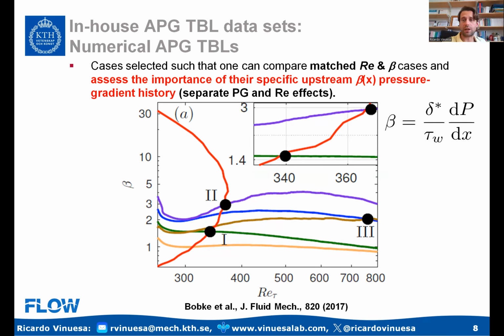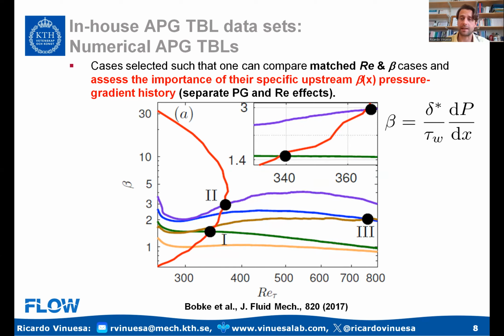Now, why is it interesting to have constant beta cases? This is because they allow us to define somehow canonical APG conditions in the same way that the zero pressure gradient boundary layer is a widely studied case, and it's a particular case of constant beta boundary layer where beta is equal to 0. Right? So when you have a constant beta of 0, you have a zero pressure gradient case, constant beta of 1, 2, etc. Those are more general APG cases, still with constant beta.